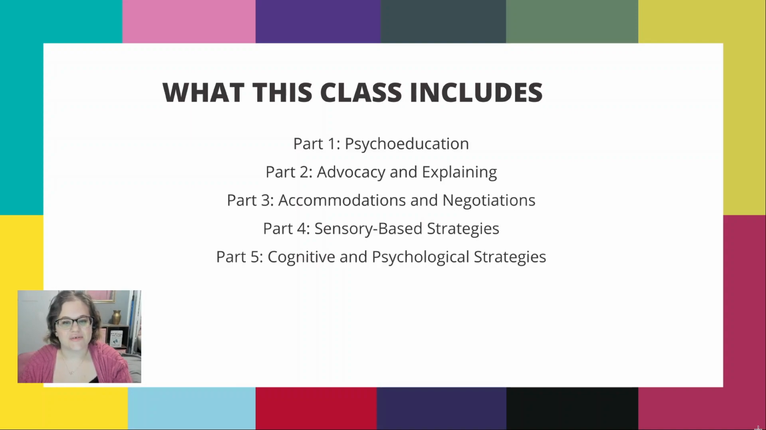What this class includes. This class includes 5 parts. Part 1 is psychoeducation, Part 2 is advocacy and explaining, and Part 3 is accommodations and negotiations. Part 4 is sensory-based strategies, and finally, Part 5 is cognitive and psychological strategies. These are not in any particular order, however they are for the book, obviously, but each piece can be used on its own or over and over again.